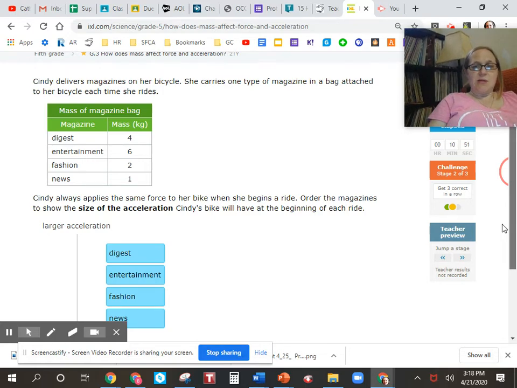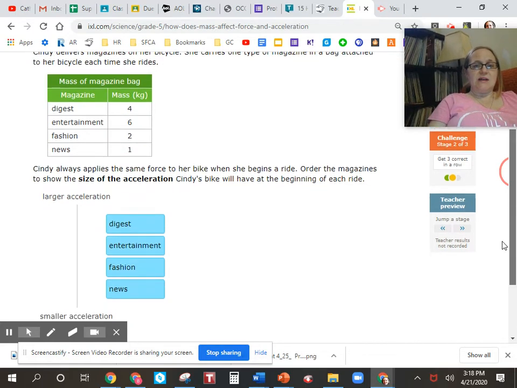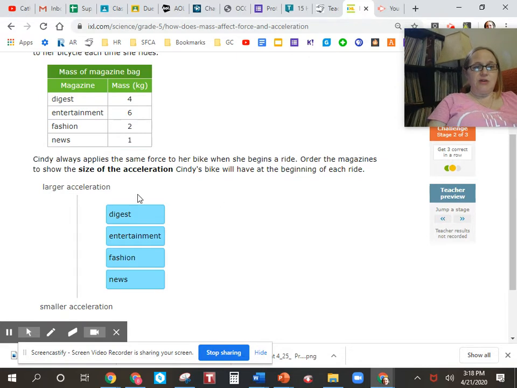Cindy always applies the same amount of force, so order the magazines to show the size of acceleration Cindy's bike will have. So once again, larger acceleration. She has her magazine bag that she's carrying. So the news ones, those are the smallest ones, smallest mass. And then fashion. And then digest and entertainment.